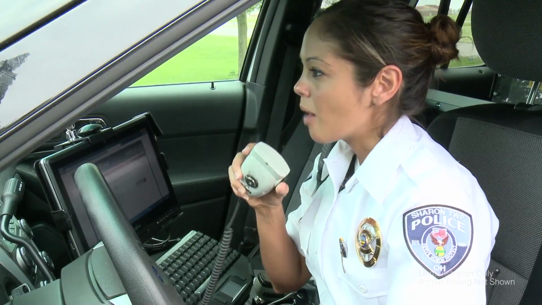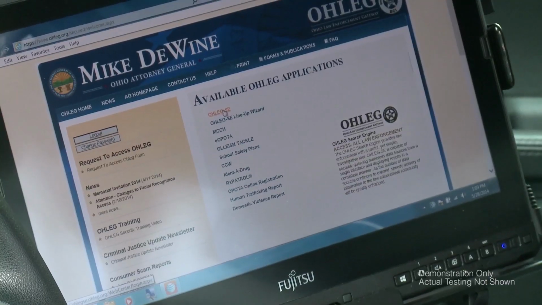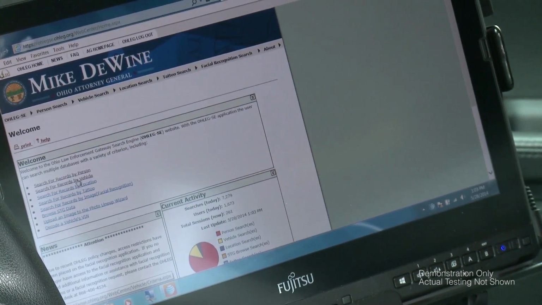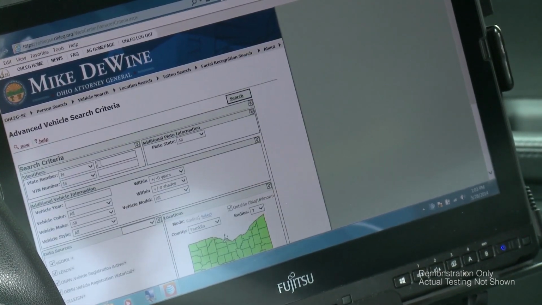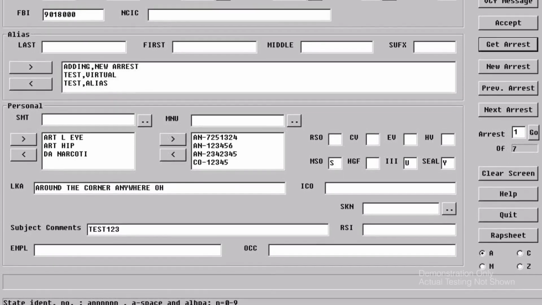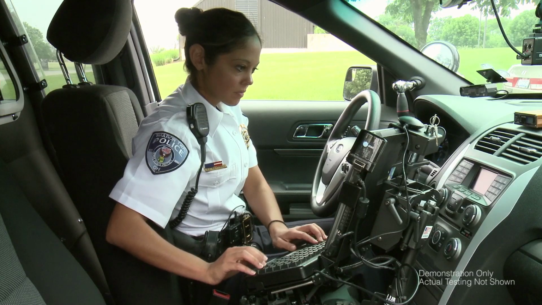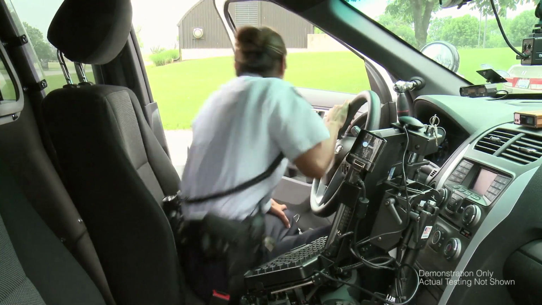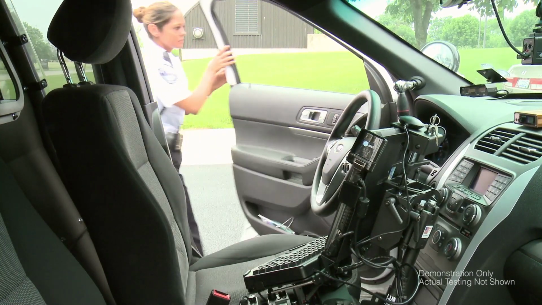Some of the things that OHLEG provides is the criminal history database, which is the CCH database that allows officers to see if someone has a criminal history. It also allows the officers to look at a driver's license. It allows them to gain access either from their office or from their cruisers.